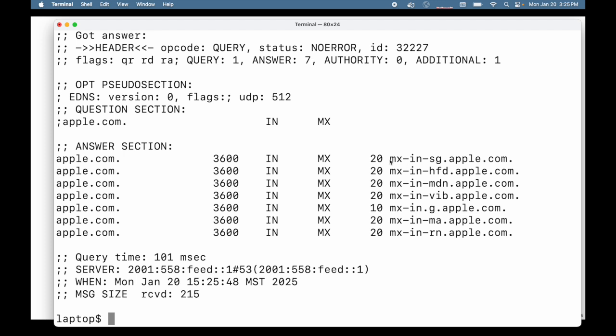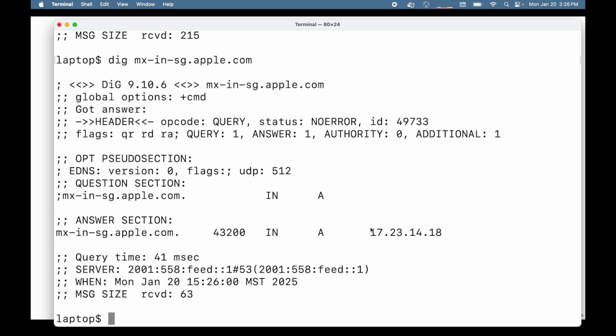It can be mapped to any of these names, so let's just pick one of those and do another query. And we find out that that mail server machine has an address that starts 17. Keep in mind that number 17 as we look at our next picture.